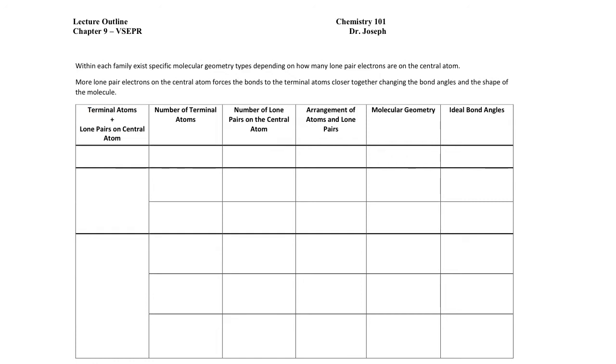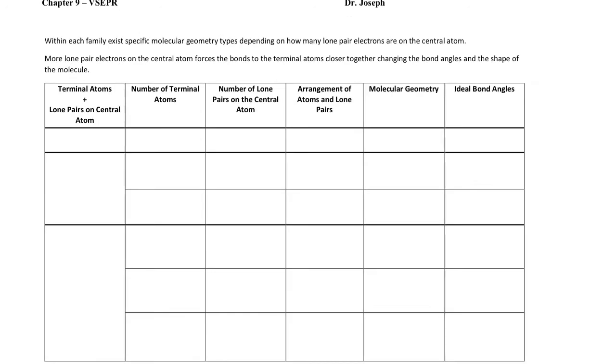So what possibilities do we have for the number of terminal atoms and the number of lone pairs? Well, it turns out if we're following the octet rule, we have a limited number of possibilities here. It turns out we can have either 2, 3, or 4 as possible values here. So let's write those down in the table first.